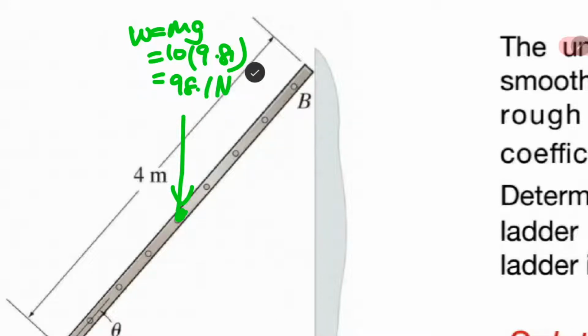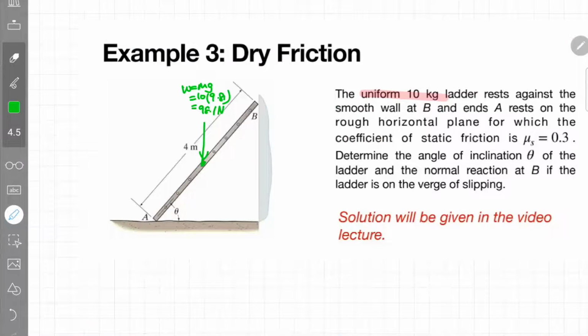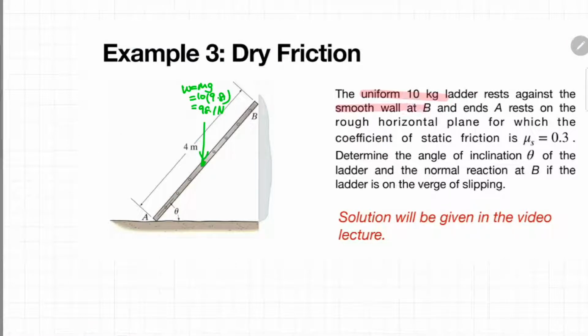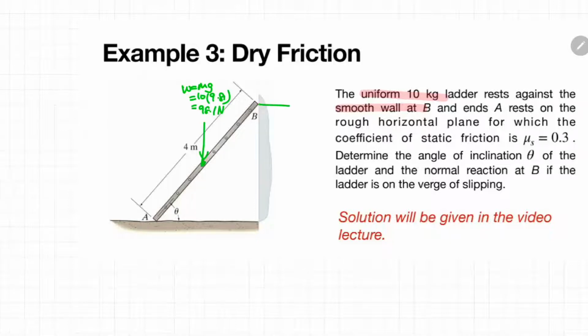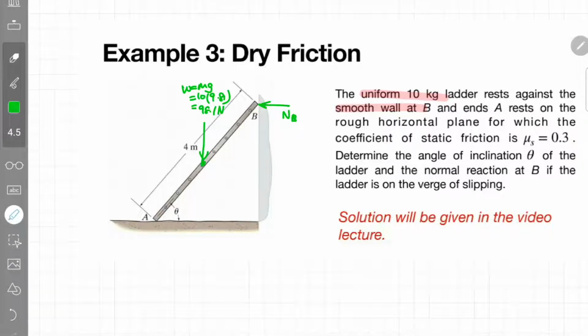Given in the question is that it rests against the smooth wall B. As you can see, there is a contact point between point B and the smooth wall. So as long as there is contact, that means there is a normal force in a direction perpendicular to the surface of the contact area. So in this case, NB would be over here. How about the friction? There would be no friction at a smooth wall.